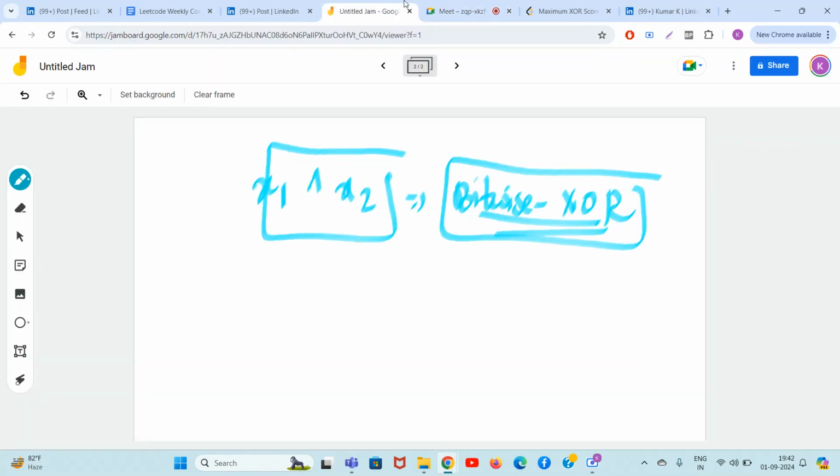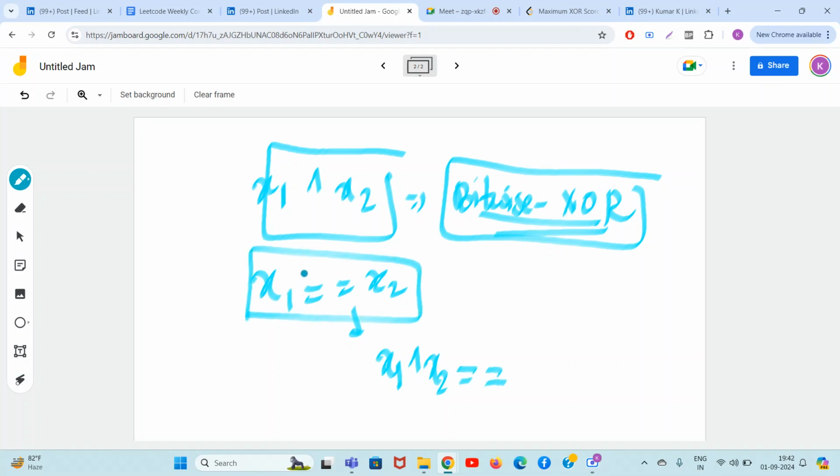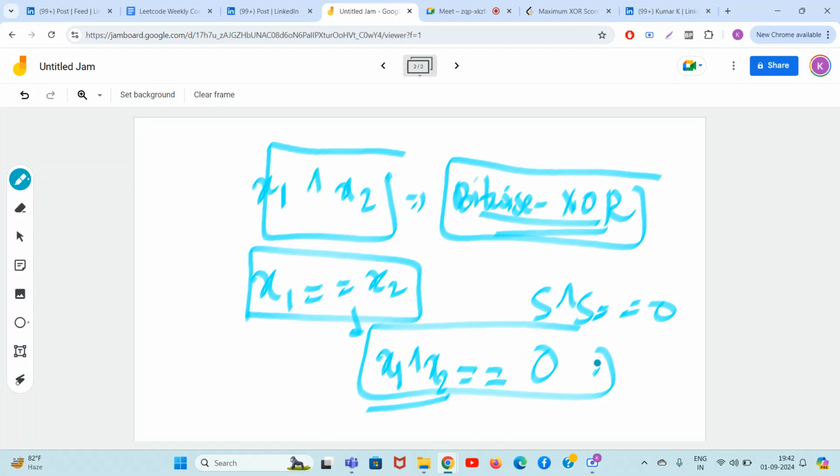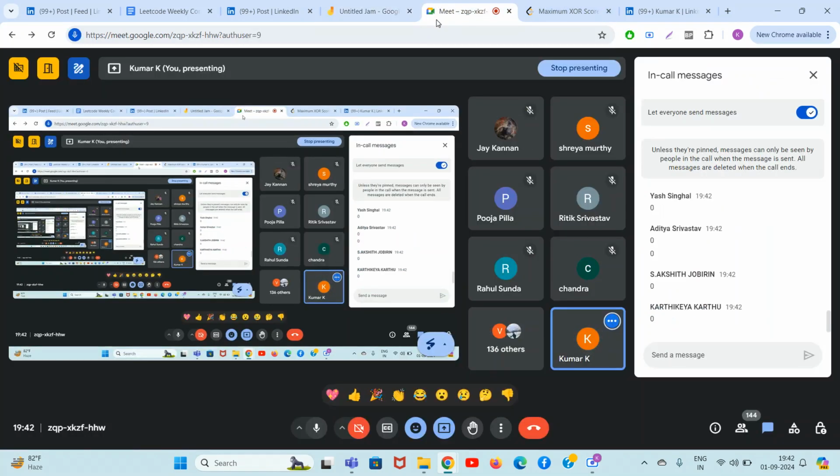If x1 is equal to x2, then what is the value of x1 XOR x2? Can anyone tell me in the chat? If you take two equal integers and XOR them, like 5 XOR 5, what is it? 0. Always remember that equal numbers have an XOR equal to 0. Clear to you people?